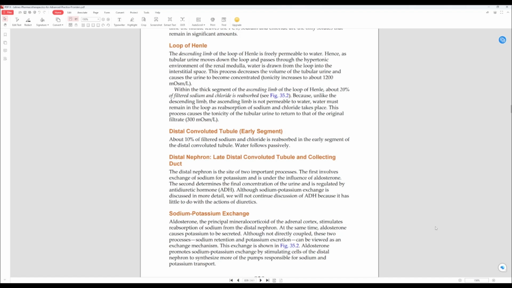Within the thick segment of the ascending limb of the loop of Henle, about 20% of sodium chloride is reabsorbed. Because, unlike the descending limb, the ascending limb is not permeable to water, water must remain in the loop as reabsorption of sodium chloride takes place. This process causes the tonicity of the tubular urine to return to that of the original filtrate, at 300 mosm.